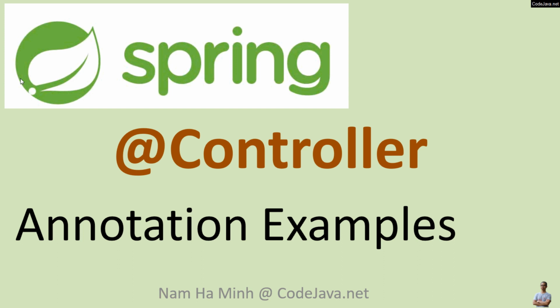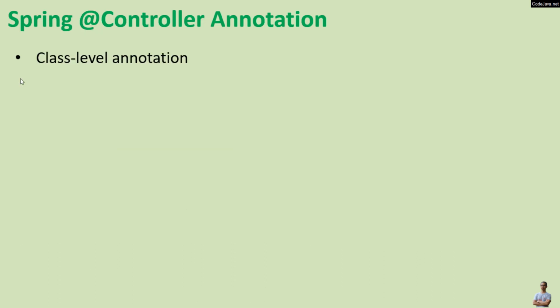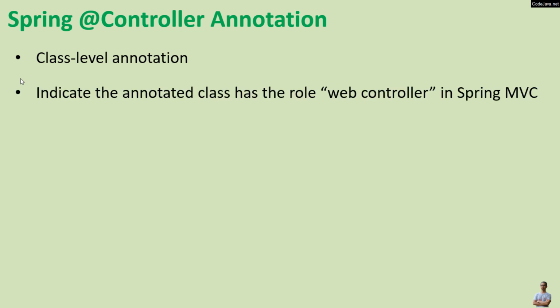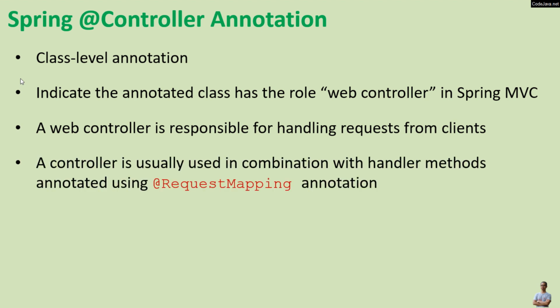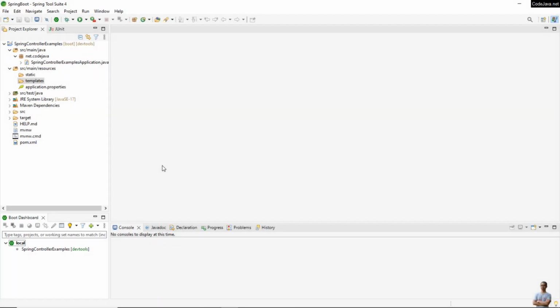In this video, I'd like to share with you what the controller annotation is in the Spring framework and when it is used, with some code examples. You know, the controller is a class level annotation in Spring framework. We use the controller annotation to indicate that the annotated class has the role of a web controller in Spring MVC, and the web controller is responsible for handling requests from clients. And the controller is usually used in combination with handler methods annotated using the request mapping annotation. Let me show you an example in action.